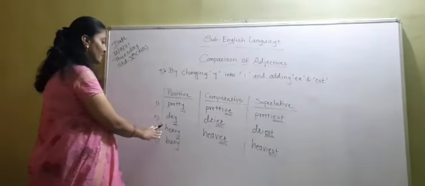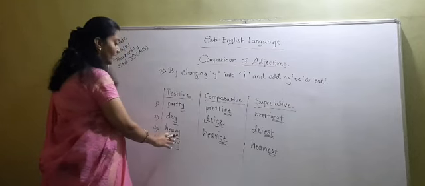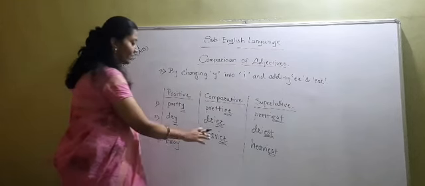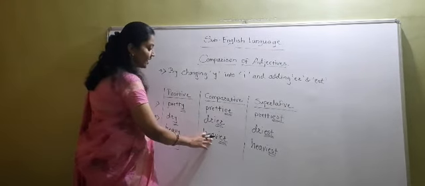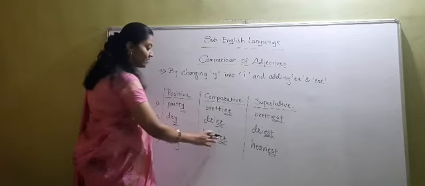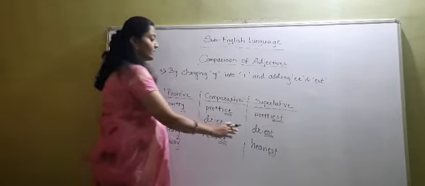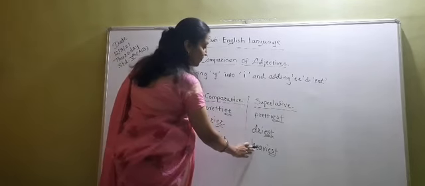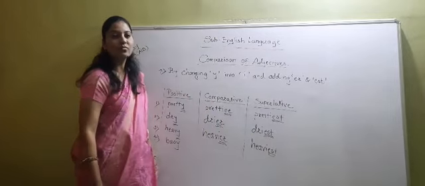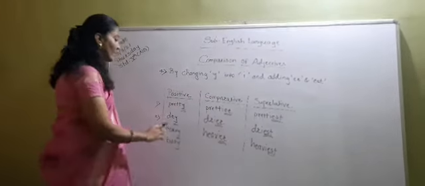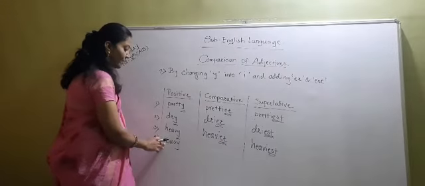Now students, see the spelling heavy. This spelling ends in Y. So we have to turn this Y into I to form the comparative. So H-E-A-V-I. This Y turn into I. And we have added ER to that word. Heavier. Same here to form the superlative degree. H-E-A-V-I. We have added EST to that word. Heaviest. Heavy, heavier, heaviest. Then see the spelling of busy.